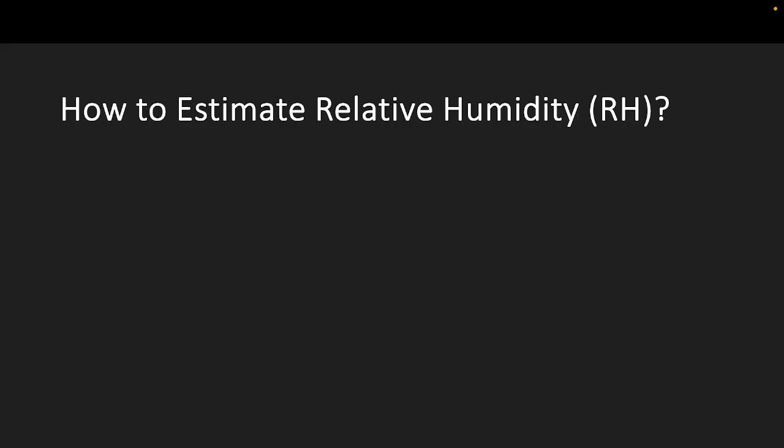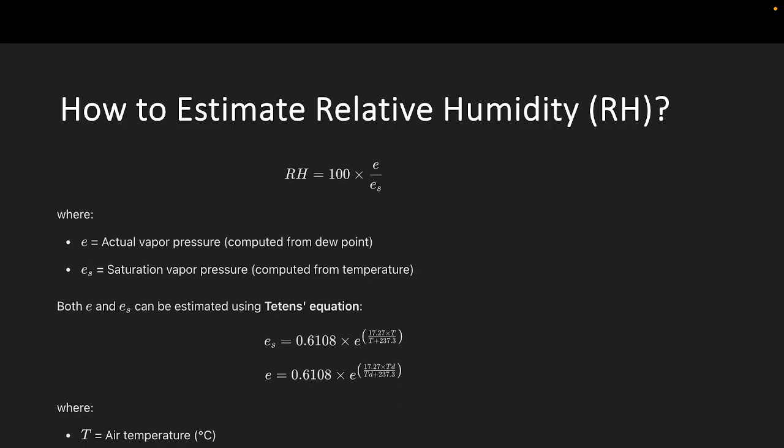Using this type of data, we can easily estimate the relative humidity using this equation. RH equals 100 multiplied by actual vapor pressure divided by saturation vapor pressure. Basically, actual vapor pressure is computed from the dew point, and saturation vapor pressure is computed from the temperature. Both E and ES can be estimated using the Tetens equation. E is the actual vapor pressure and ES is the saturation vapor pressure.